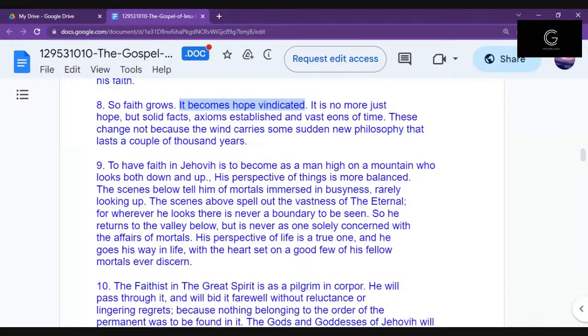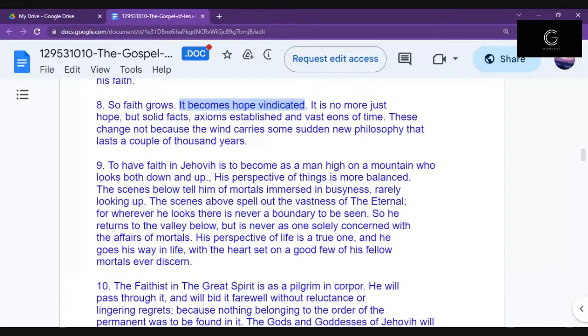It is no more just hope, but solid facts, axioms established in vast eons of time. These change not because the wind carries some sudden new philosophy that lasts a couple of 1,000 years. To have faith in Jehovah is to become as a man high on a mountain who looks both down and up. His perspective of things is more balanced. The scene below him tells of mortals immersed in busyness, rarely looking up.